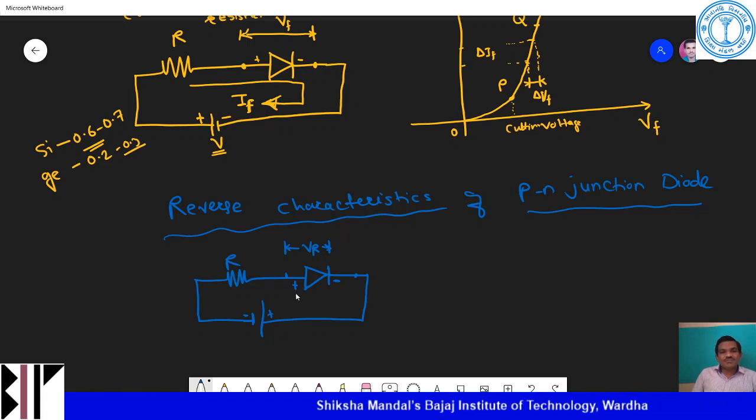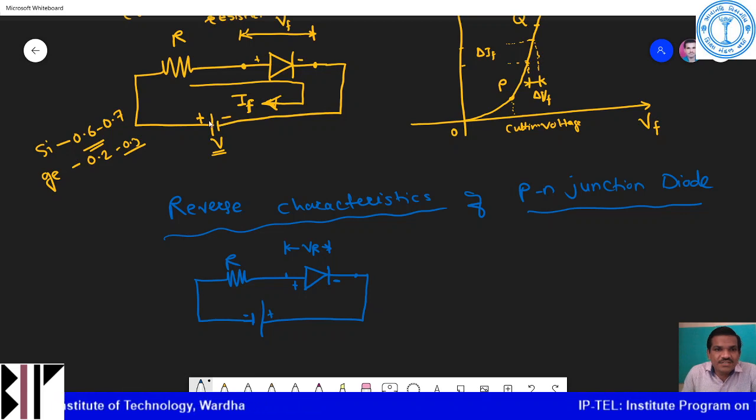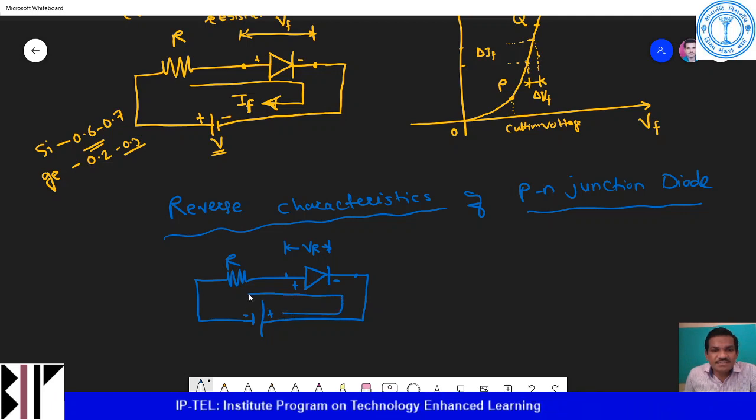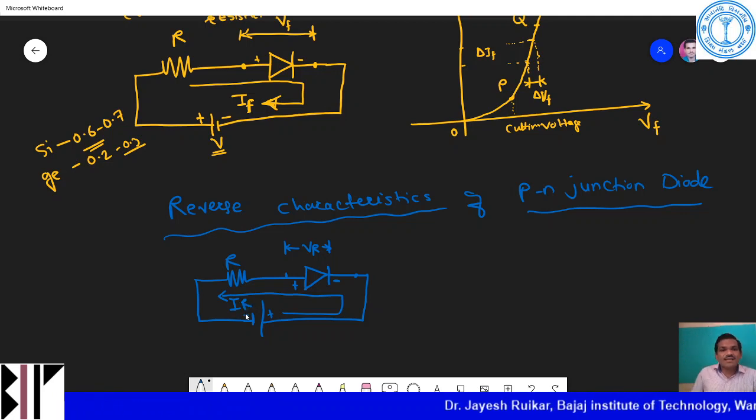The current flowing through this: in forward bias, the direction of the current is like this, going from the positive terminal of the battery to the negative terminal. Here the current direction is like this. So what is that current? That is your IR, that is reverse current. I represents the current and R represents the reverse.